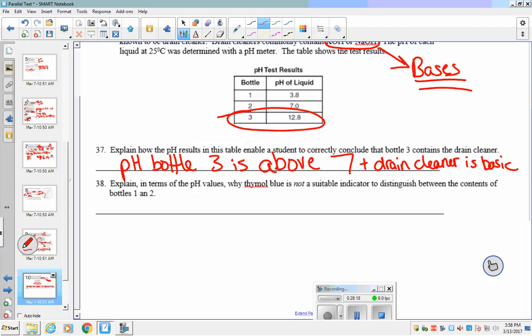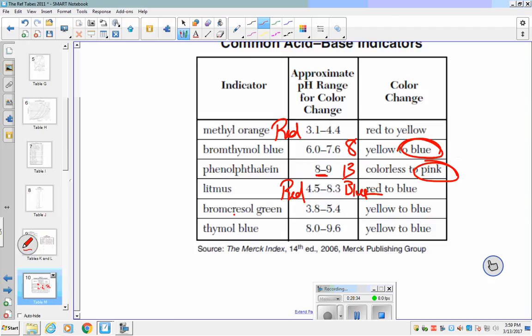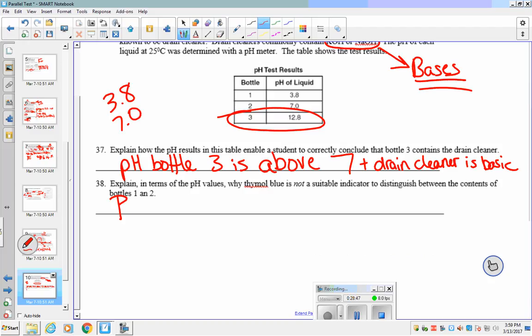Explain in terms of pH values why Thymol Blue is not a suitable indicator to distinguish between bottles 1 and 2. So bottles 1 and 2 are at pHs of 3.8 and 7.0. And we want to assess Thymol Blue for this. So be careful to actually look at thymol, not bromothymol. So if we had some Thymol Blue, a pH of 3.8 is going to be down here, and a pH of 7.0 is going to be down here. Both of those solutions are going to be yellow. In other words, they're going to turn out the same color.